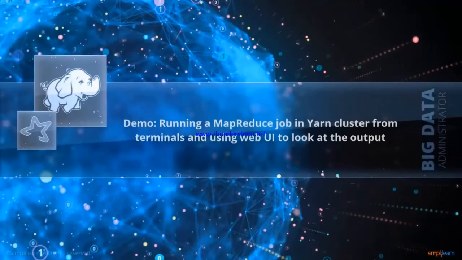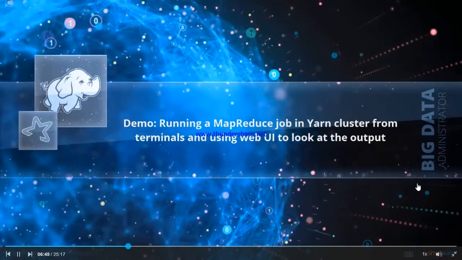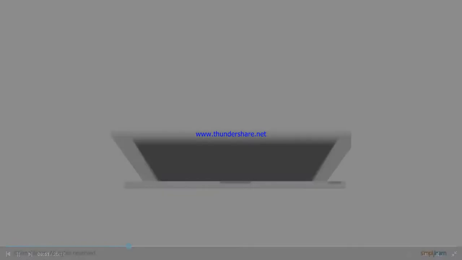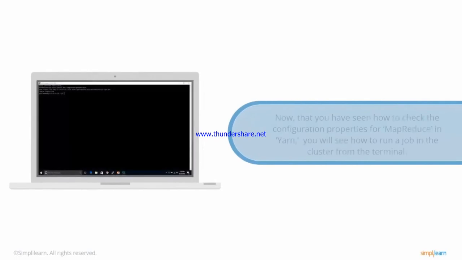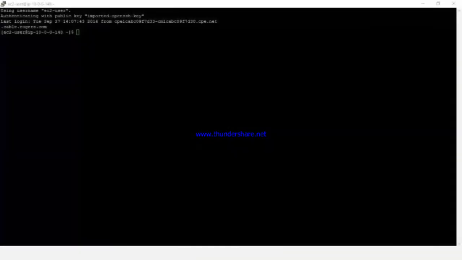Running a MapReduce job in a Yarn cluster from the terminal and using the Web UI to look at the output. Now that you have seen how to check the configuration properties for MapReduce in Yarn, you will see how to run a job in the cluster from the terminal. You can see the cluster is already running, so to check or revisit the configuration files, you will have to log in first as root by typing sudo su and giving the password in the terminal.